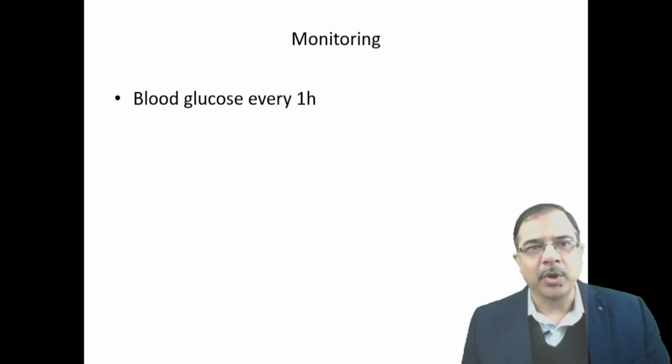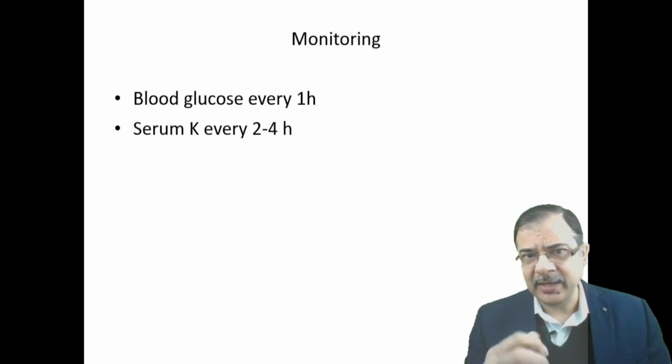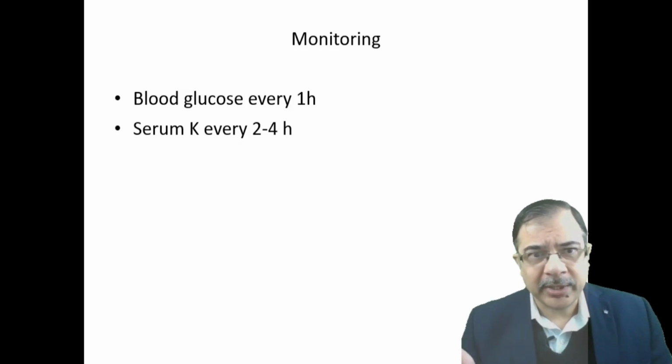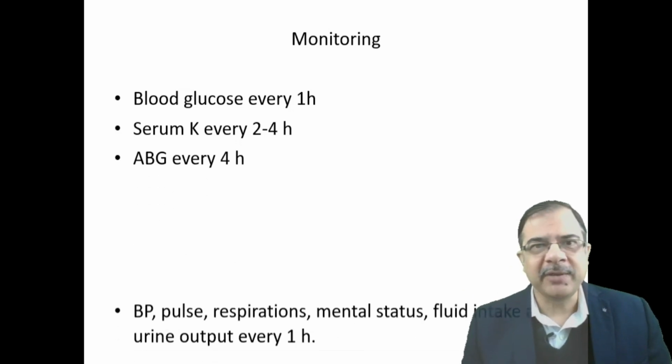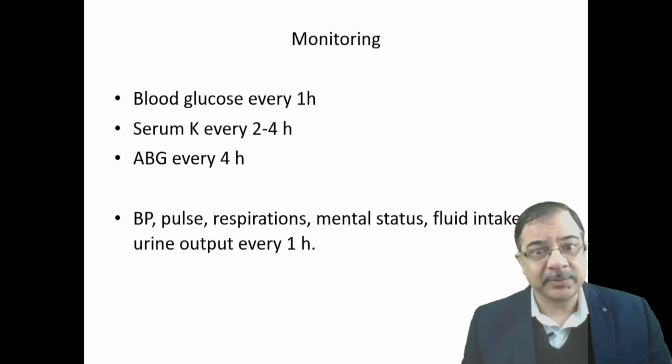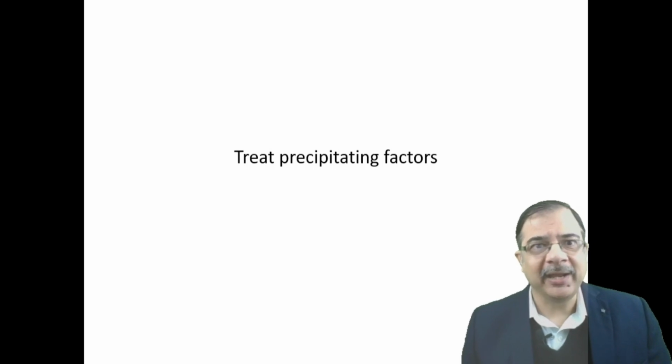Now the monitoring. Blood glucose will be checked hourly to decide the rate of the infusion. Potassium should be checked 2 to 4 hourly, or as a dictum, whenever 40 milliequivalent potassium has been given to the patient, at that time check the potassium levels. ABG every 4 hours. BP, pulse, respiratory rate, mental status, fluid intake, and urine output should be monitored hourly. And of course, whatever was the precipitating cause, like any infection, it should be treated aggressively.